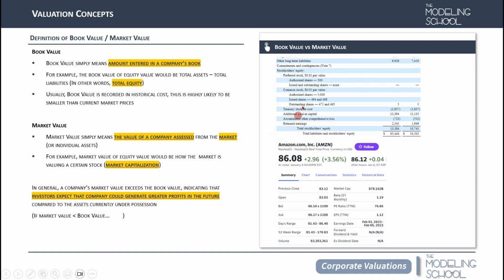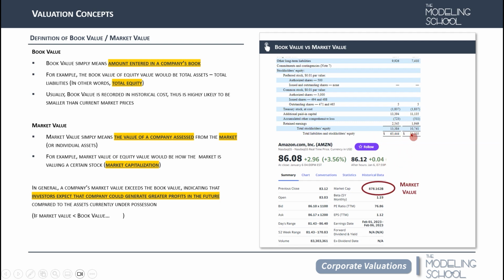The book value of equity is the amount listed on the books. So we can see Amazon's book value. We can find total stockholders' equity. This number would be the book value of Amazon. But we can see that the market value is, at this point, $878 billion. So there's a huge difference between book value and market value.